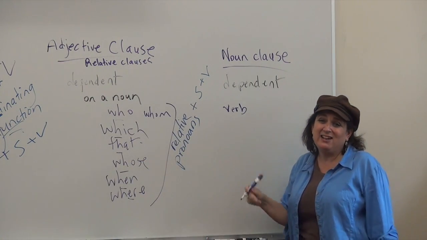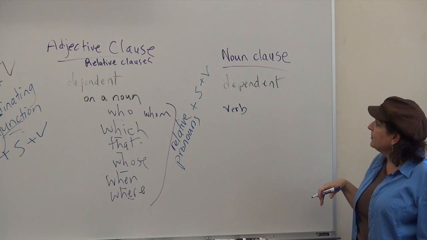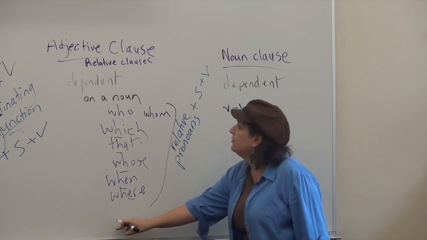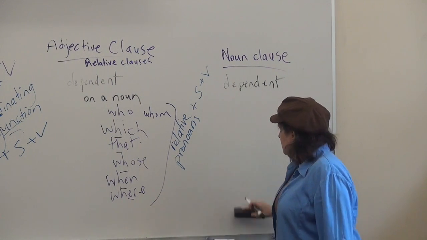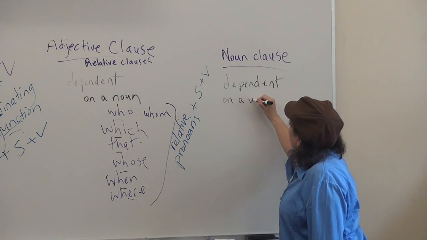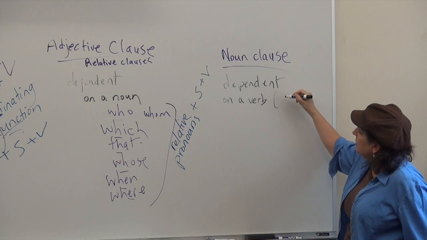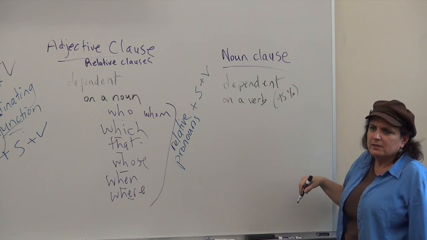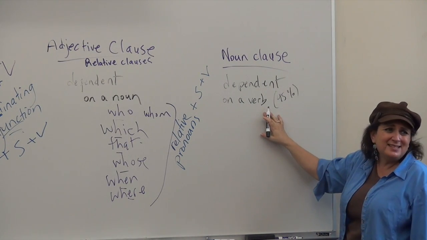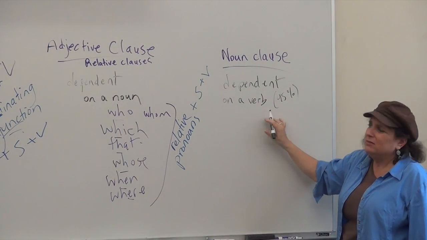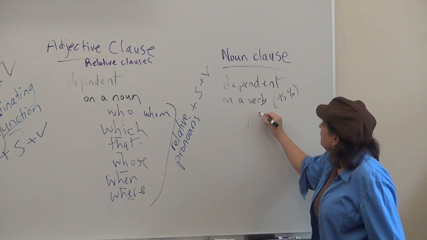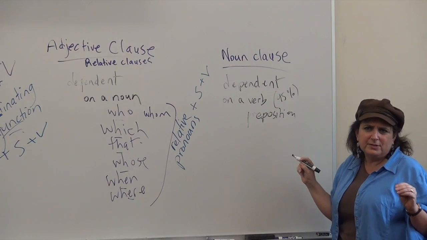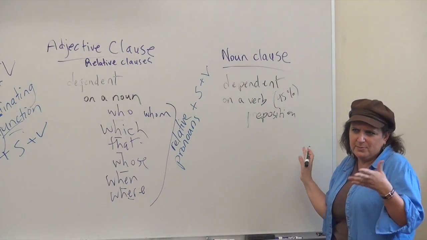I'm going to go into detail on these noun clauses for you. So they are dependent on the verb. I'll just say most of the time, okay? Let's say 95% of the time. Because they can also be dependent on a preposition. And then there are some other possibilities that I want to explain here.